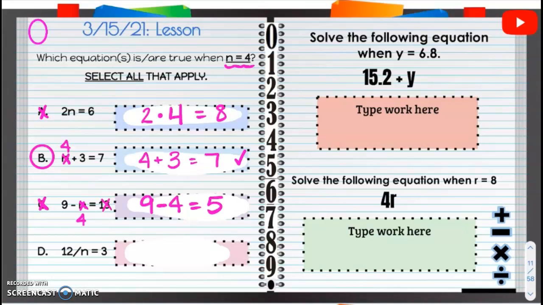How about 12 divided by 4? 12 divided by 4. Does that equal 3? Yeah, it does equal 3. Woohoo! So we have 2 answers that are correct here.